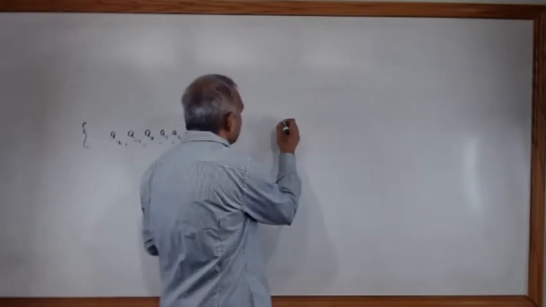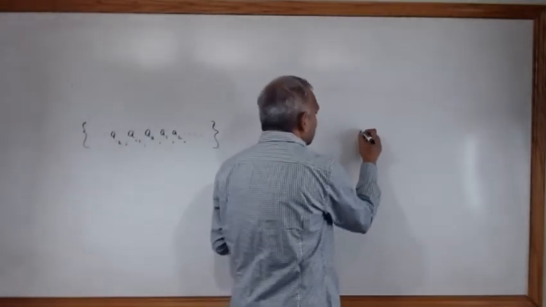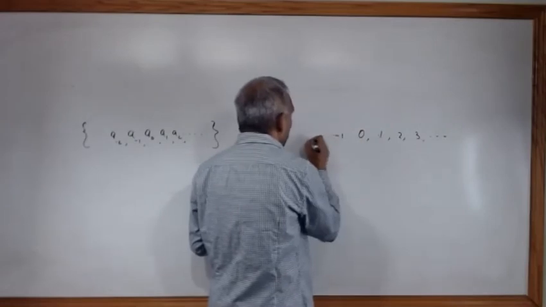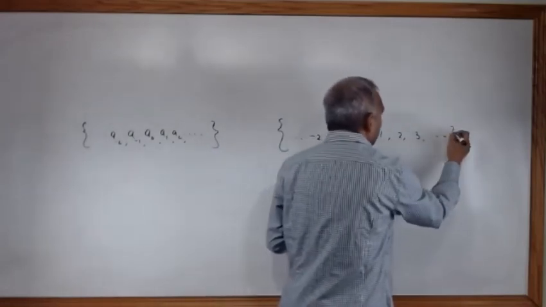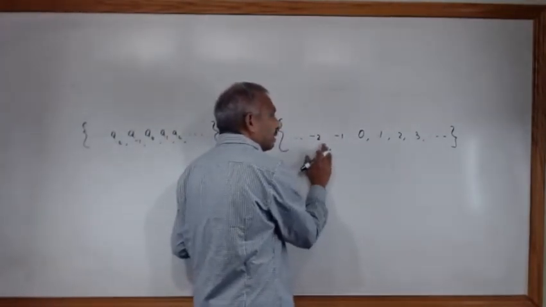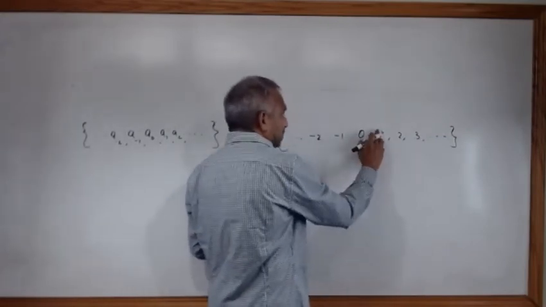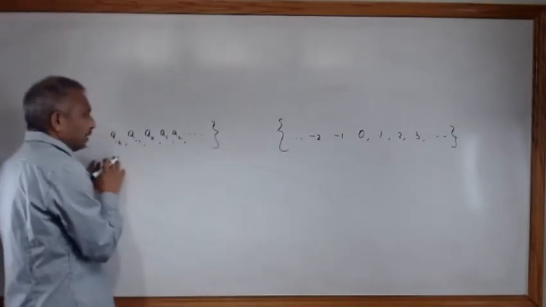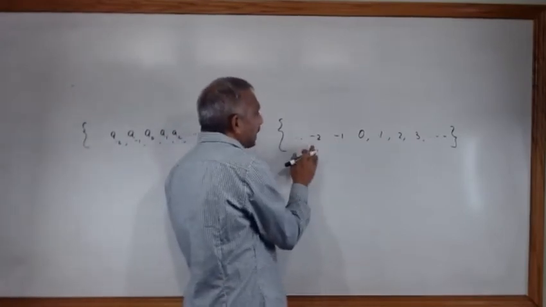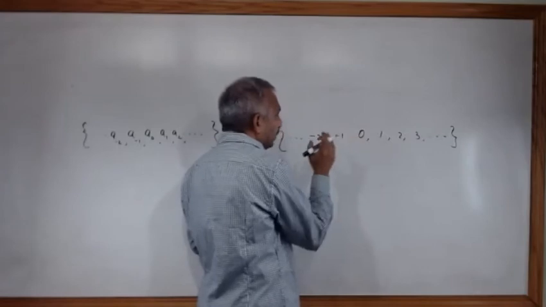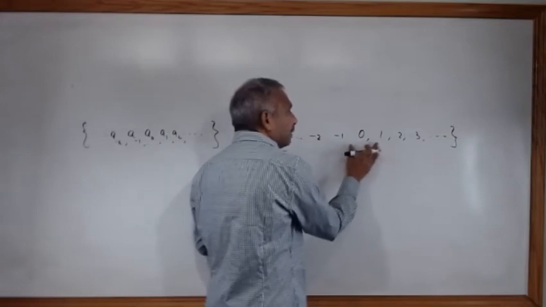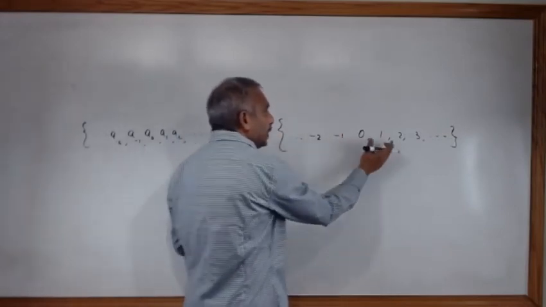And the second set is all integers: 0, 1, 2, 3, ..., minus 1, minus 2, ... We know about the elements of this set. They are numbers, integers. Here we don't know anything about the elements. So here, besides knowing about these numbers, we know that something can be done between the elements, like you can add two elements.